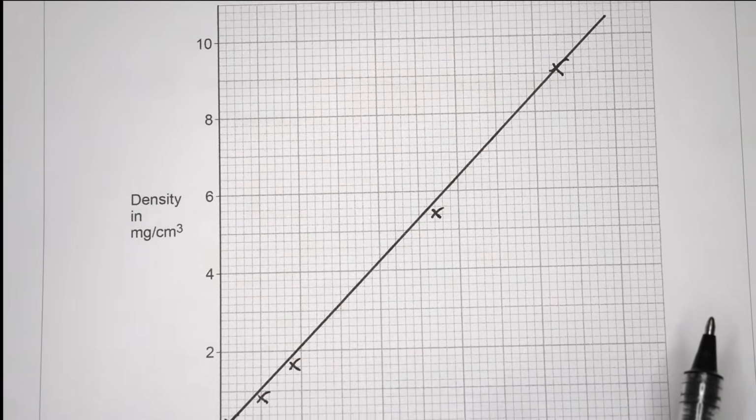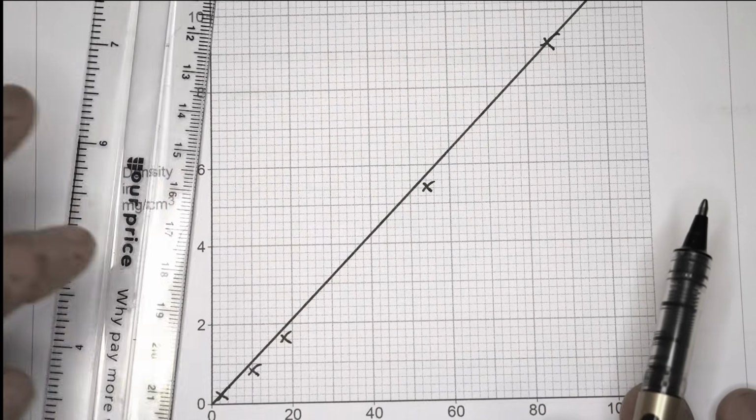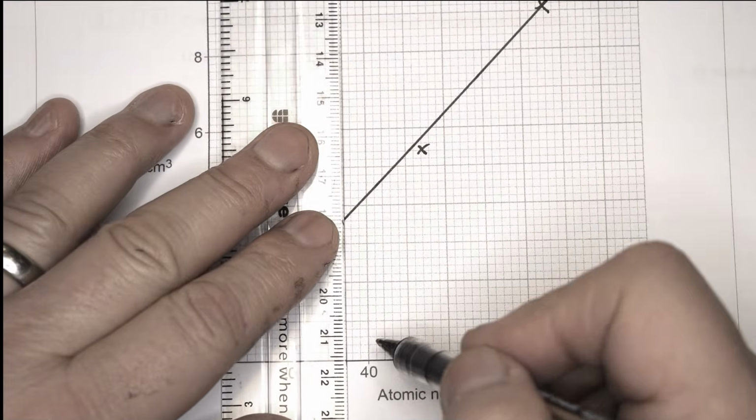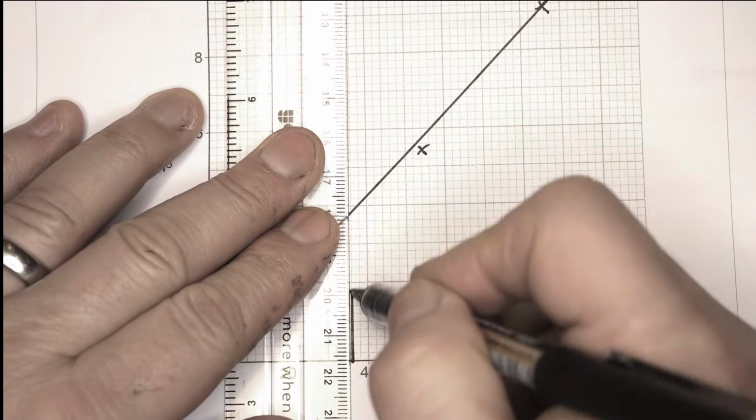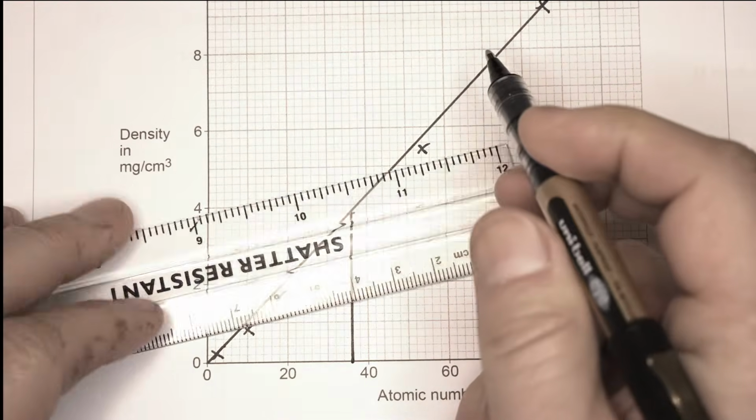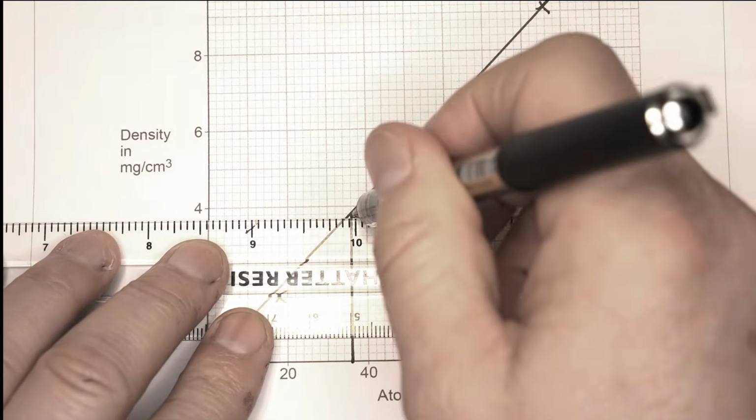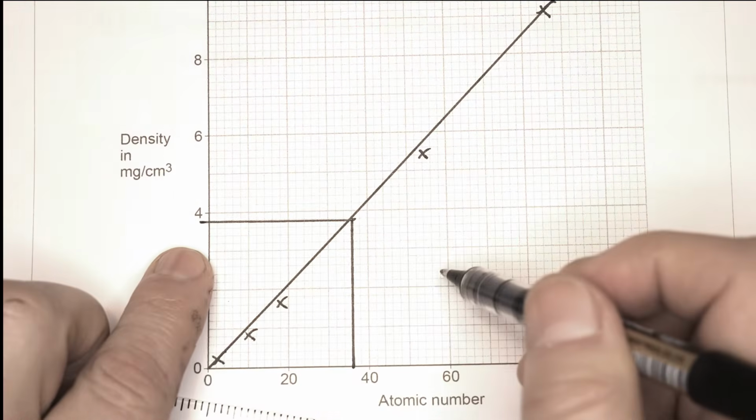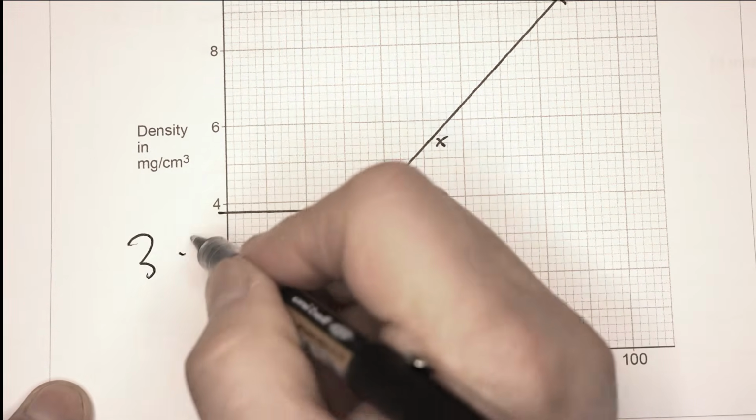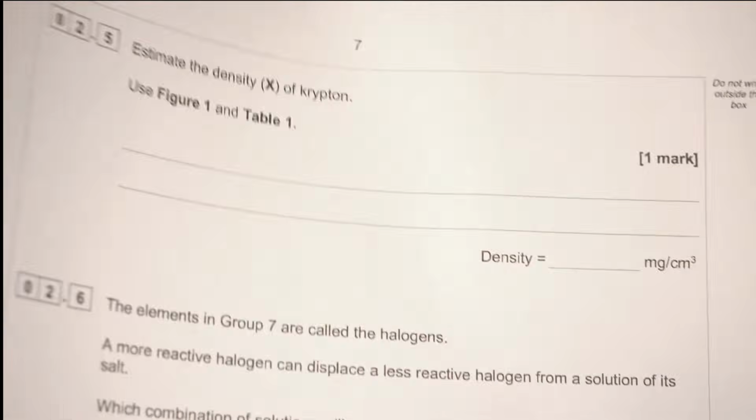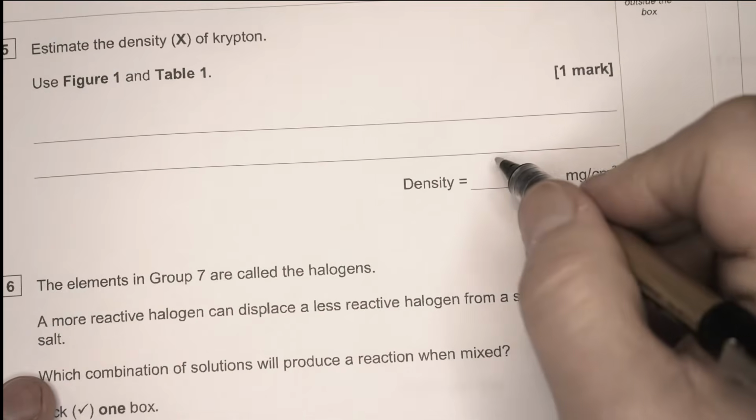And then we use the ruler on the graph. So we're going to draw up from 36 until it hits the graph. And then we're going to read across from there. And that point on my graph is 3.8. So the answer here is going to be a density of 3.8.